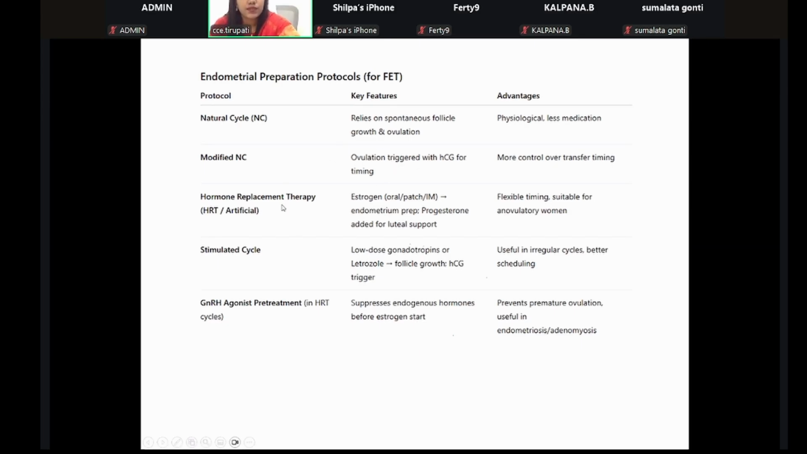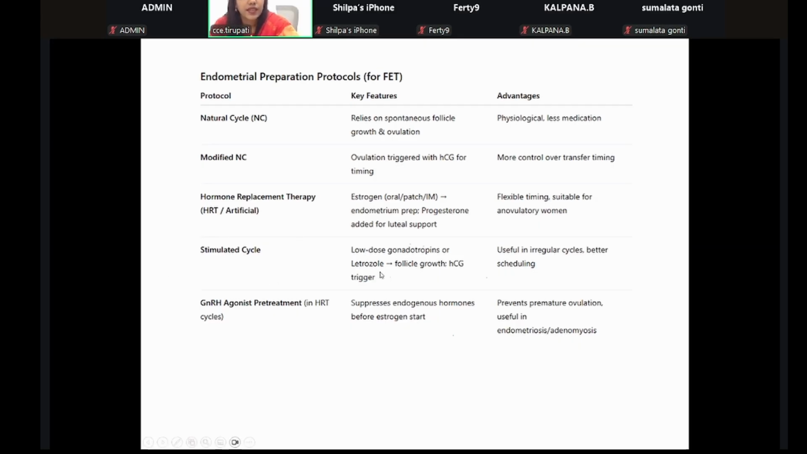In HRT cycles, from day 2 of the cycle, we start with estrogen 2 mg TDS, or according to their endometrium. If it is thin, we start with a little higher dose. Around day 10, we check the endometrium. When the endometrium is more than 7 mm with good flow, then we start with progesterone supplementation, and we do transfer on day 6 of starting progesterone.